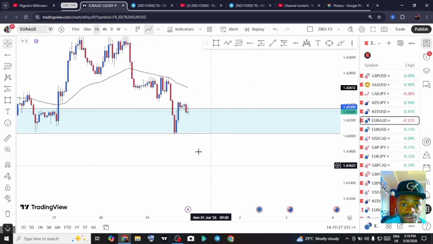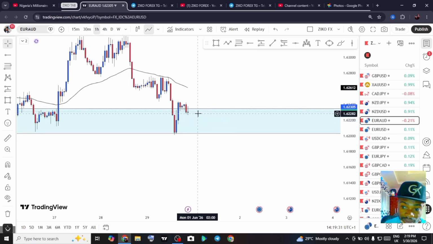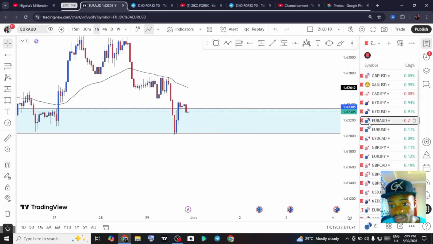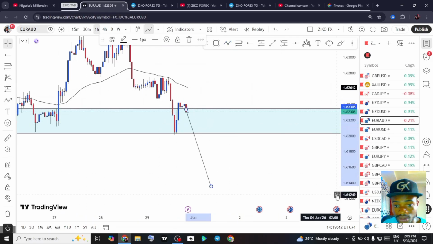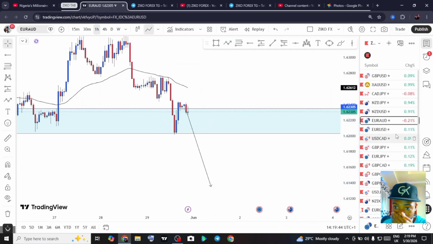But this is also a clean break, retest, and engulfing. But price is still above the area of interest, right? All right, so that's that for Euro AUD. It makes more sense to sell. By the way, EMA is still above and all that, right? So that's that for Euro AUD.